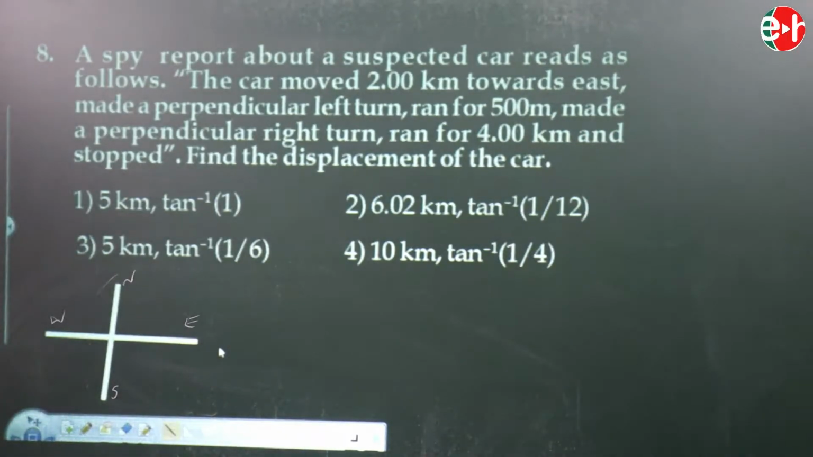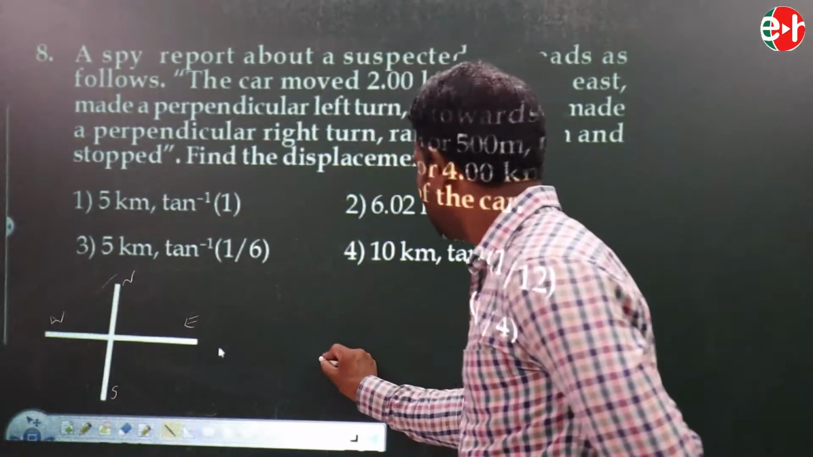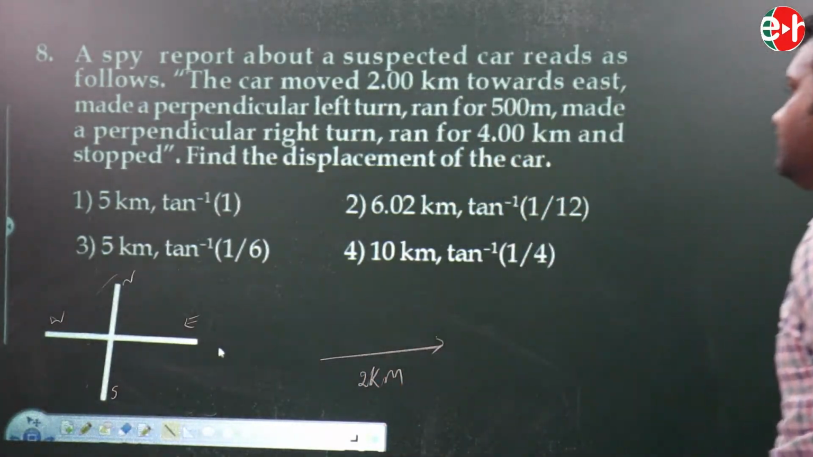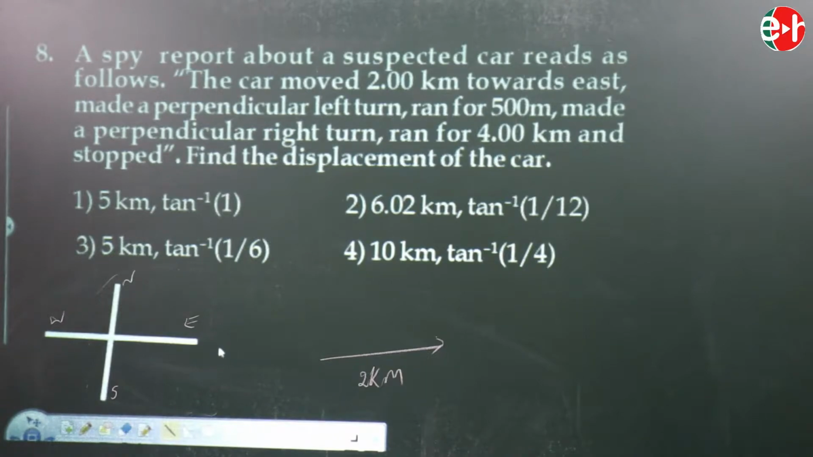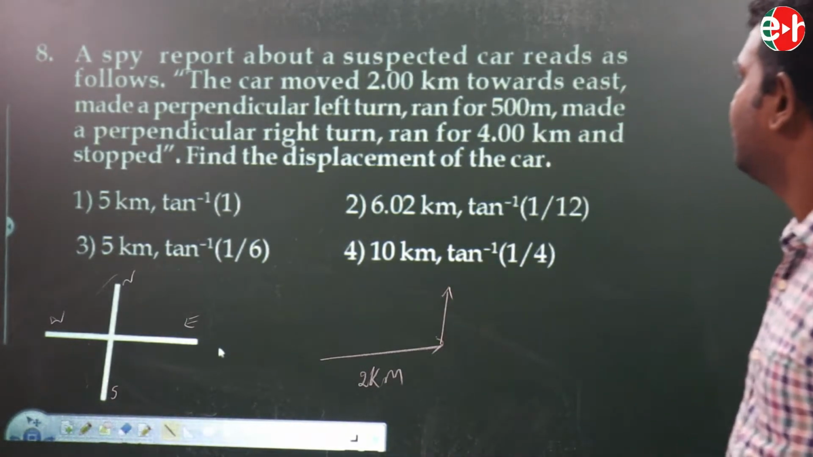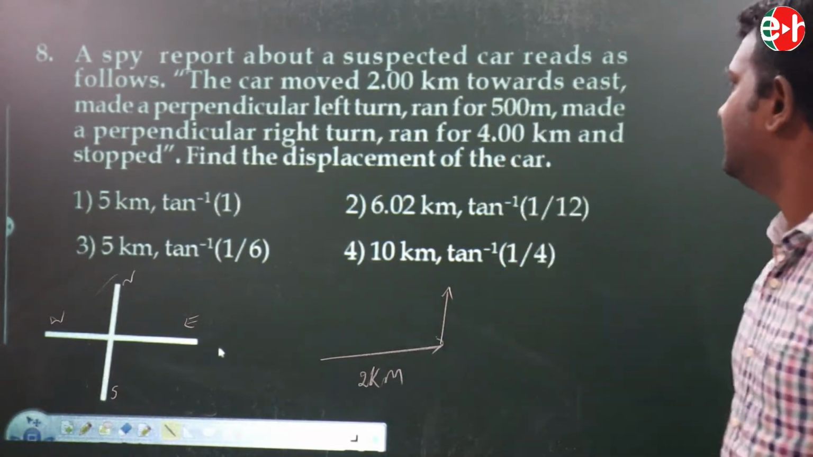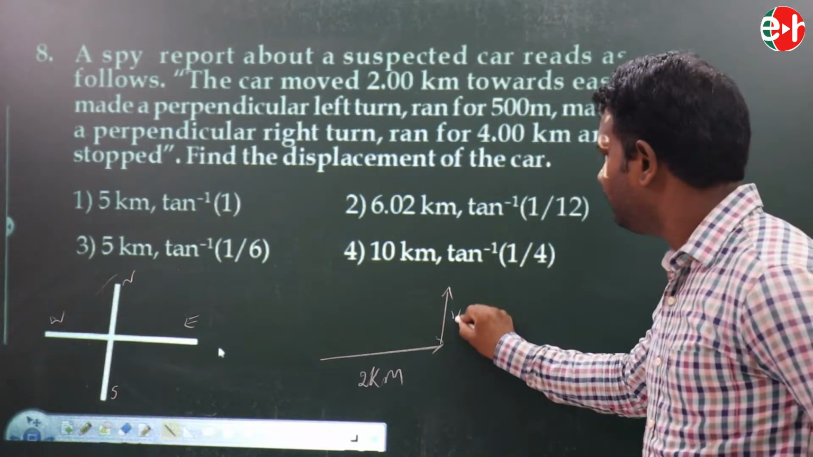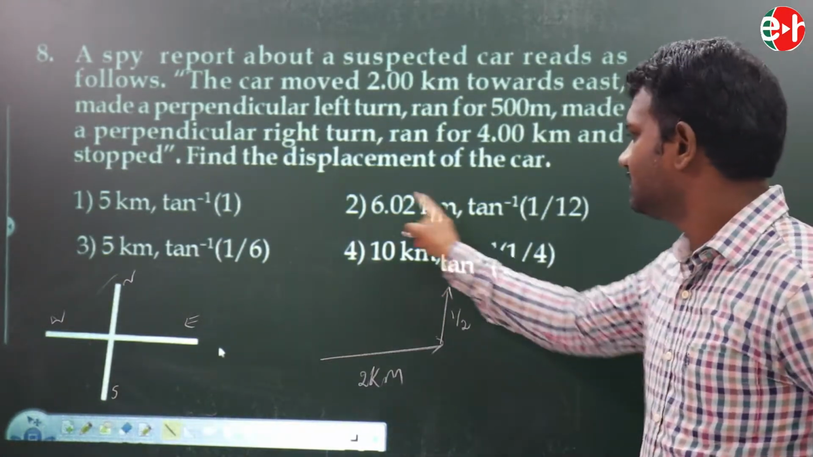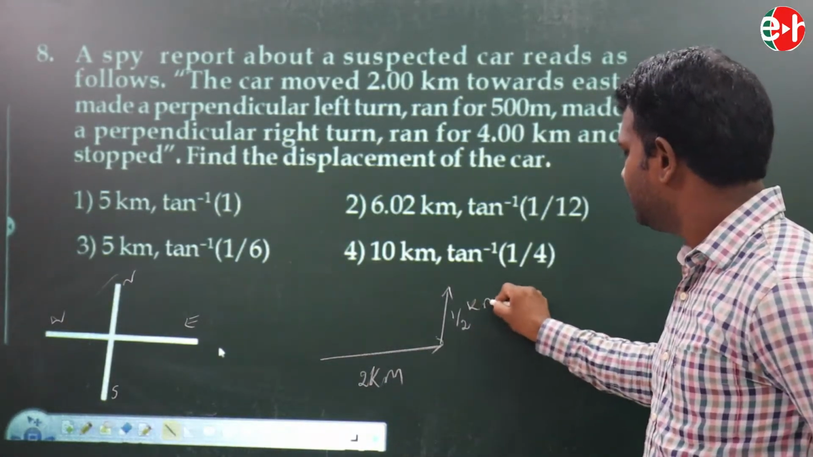See this one. A spy report about a suspected car reads as follows. The car moved 2 kilometers towards east. So this is east. The car moves 2 kilometers towards east, made a perpendicular left turn. This is our left, so it is moving like this, and ran for 500 meters. Means half a kilometer. So let us solve this problem in km, because the answers are given in km. So 500 meters means half km.